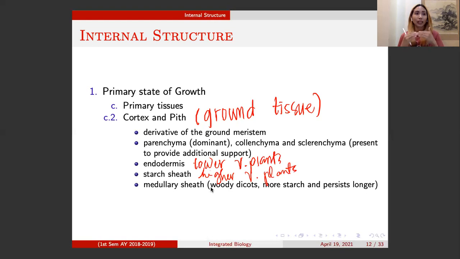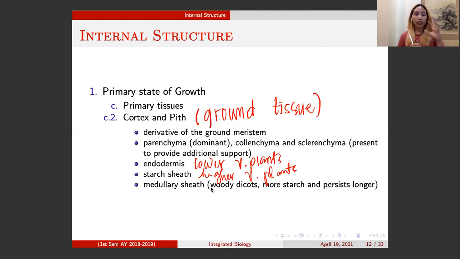Stems that have a specialized function of not just support and not just translocation of nutrients and food of the plant, but also storage. Kasi yung starch is a storage form of carbohydrates para sa mga halaman.